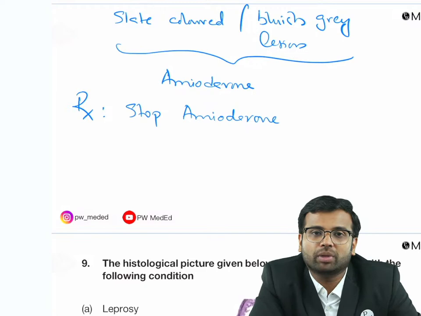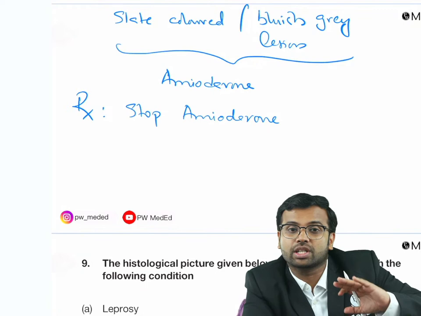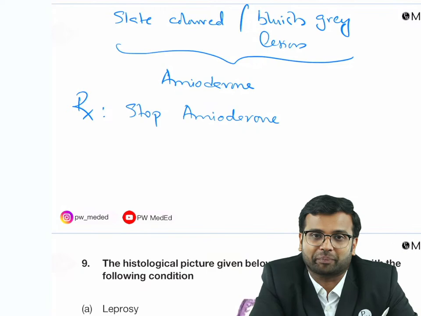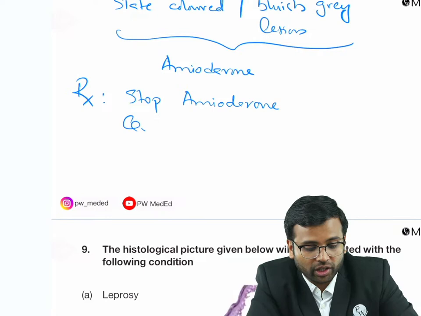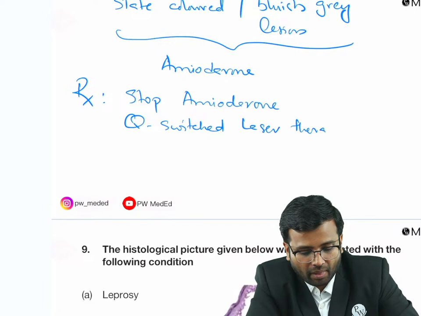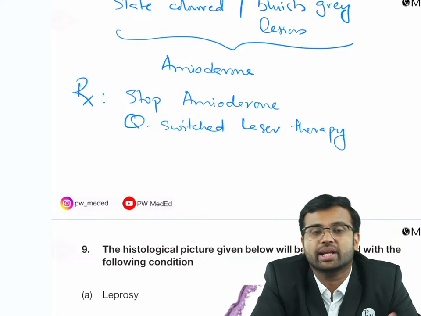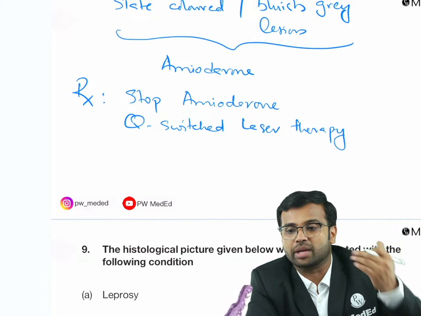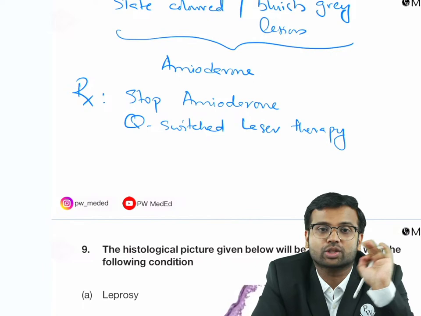But the problem with this bluish gray color discoloration is that in most of the patients, it may persist for a longer duration of time. Like it can even persist for about 2 years of time. So in such cases, what is the treatment that you can give? So you can go for a Q-switched laser therapy. So Q-switched Nd:YAG laser can be used, Q-switched Ruby laser can be used. All these are the treatment that is possible whenever there is this hyperpigmentation that is going to last for a longer period of time. Fine. So this is all about amiodarone induced skin reaction.